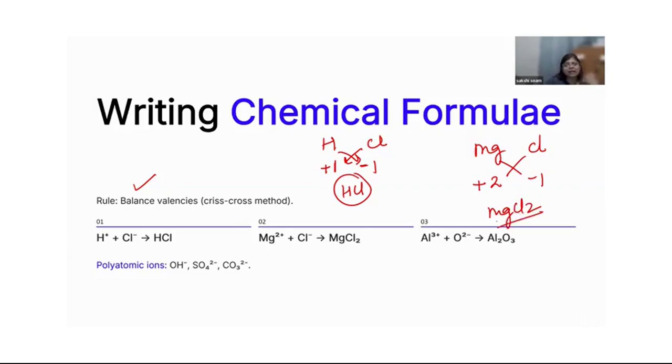Now, if I say let us write the formula for aluminum oxide, how are we going to write it? Aluminium, which is in group 13, needs to lose 3 electrons to become stable. So the valency becomes +3, right? Okay, oxygen is -2.